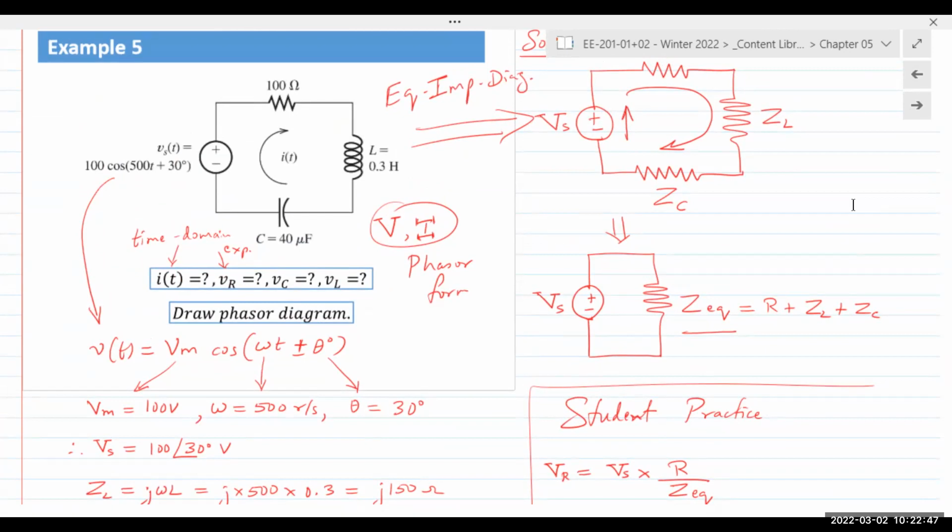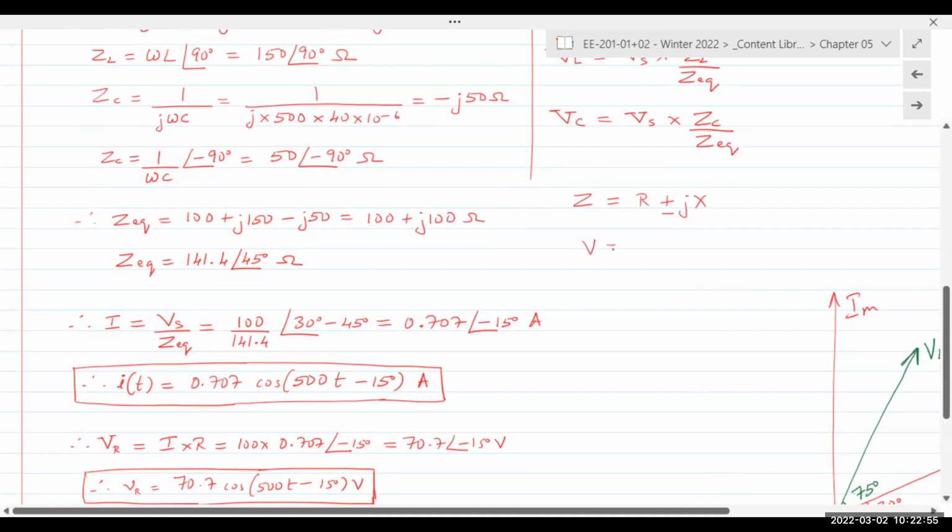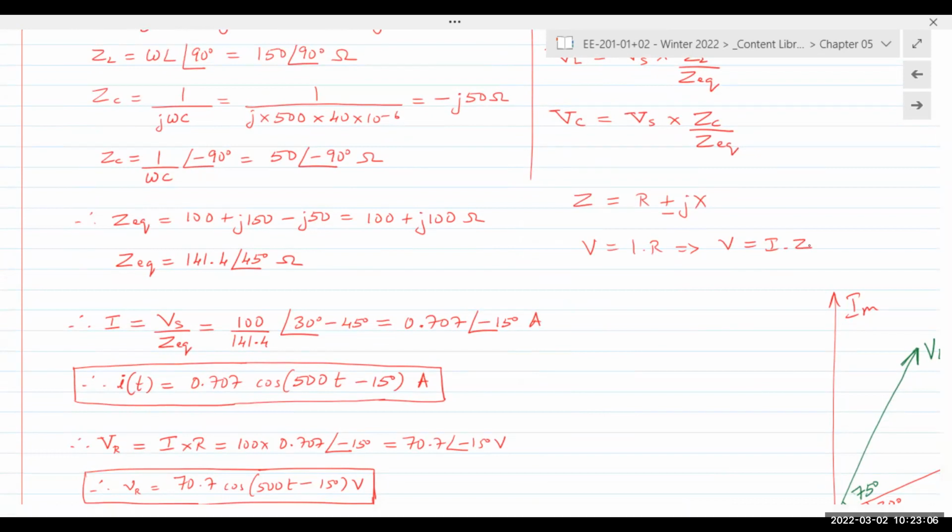V equals IR, V equals IZ, Ohm's law, right? Ohm's law. So V equals IR in AC analysis would be V is equal to IZ. The question at the beginning was to find the total current being supplied by the source. So I is equal to V divided by Z. I need to perform a division, Vs over ZEQ.